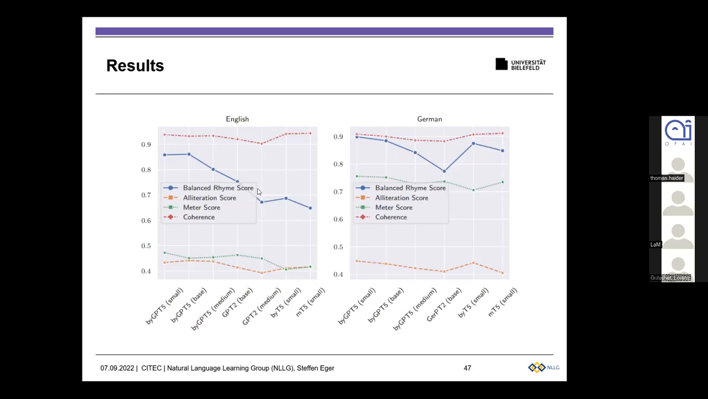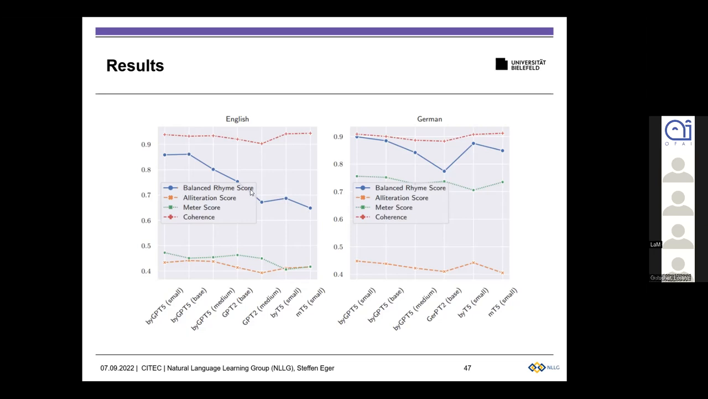All right, so now after having pre-trained our models and fine-tuned them on our poetry data, we check how well they perform when they generate poetry. What we see here is, first, a distinction between English and German. Across those two graphs, on the x-axis, we see the different models. For example, ByGPT-5 small is the smallest model, then ByGPT-5 base, ByGPT-5 medium. And we have GPT-2 also here in two different variants, depending on how many parameters it has, then ByT5 and mT5.